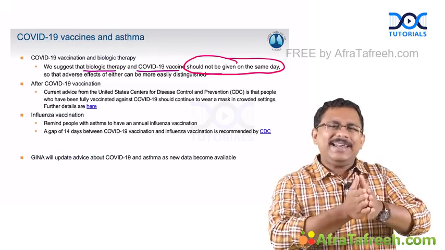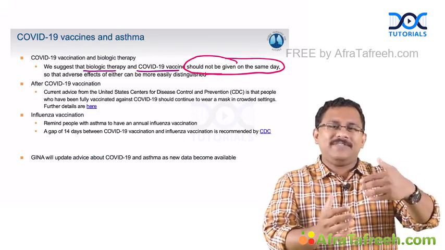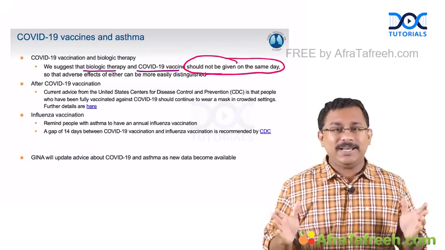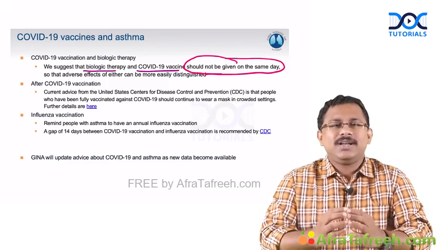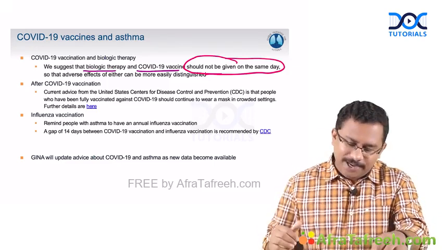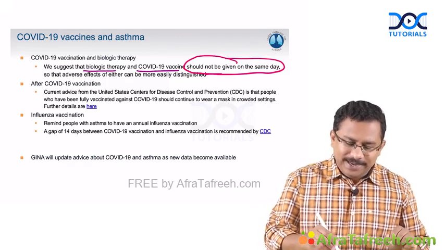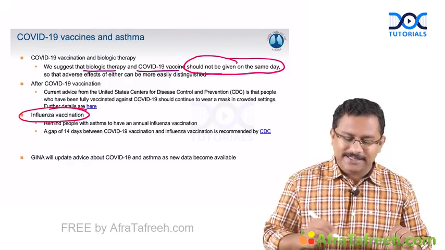So what exactly should be the gap between a vaccine and a biologic? That is not mentioned in the guideline. The guideline as of now only tells us not to take them together. All right. So another point is regarding influenza vaccination.